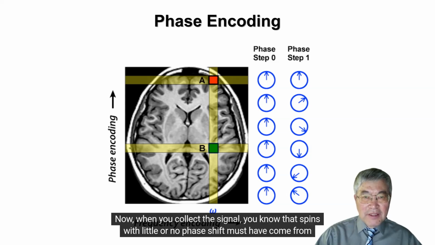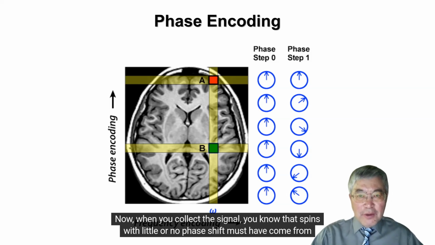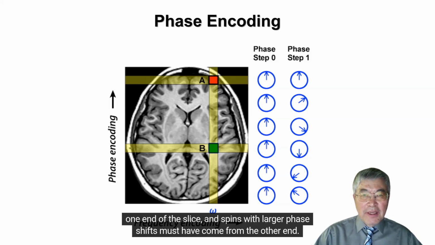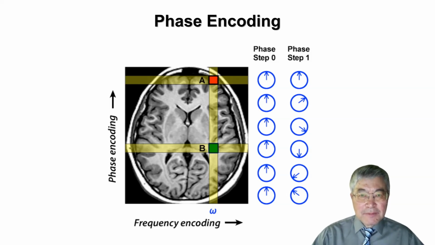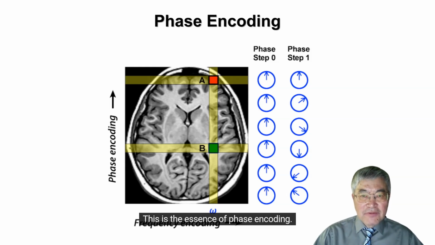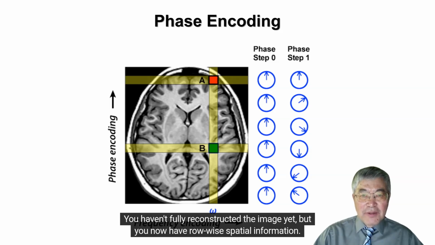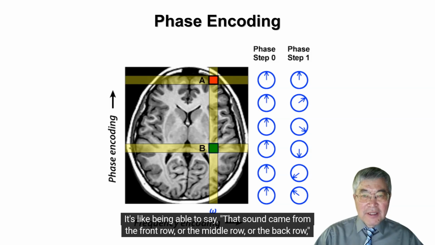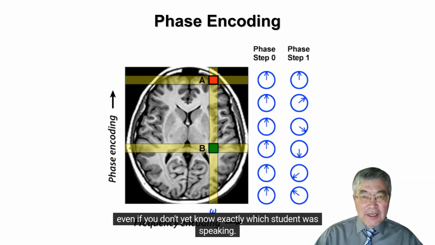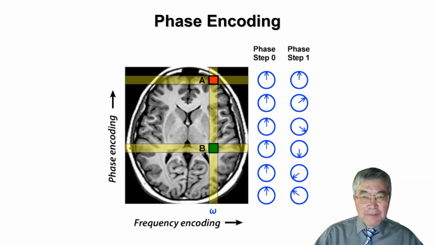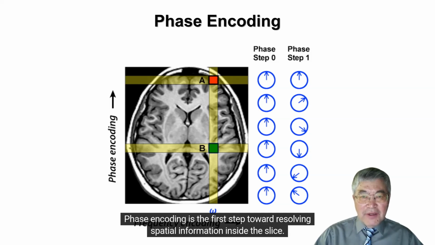Now, when you collect the signal, you know that spins with little or no phase shift must have come from one end of the slice, and spins with larger phase shifts must have come from the other end. This is the essence of phase encoding. You haven't fully reconstructed the image yet, but you now have row-wise spatial information. It's like being able to say, that sound came from the front row, or the middle row, or the back row, even if you don't yet know exactly which student was speaking. Phase encoding is the first step toward resolving spatial information inside the slice.